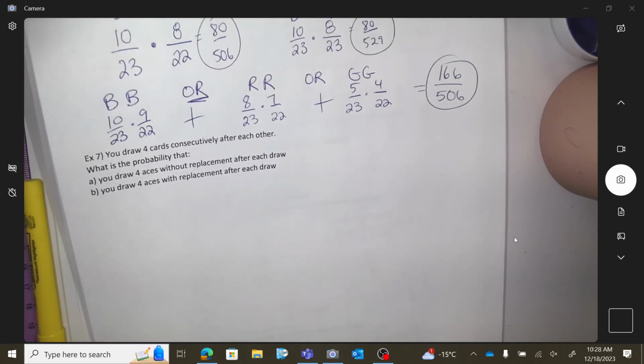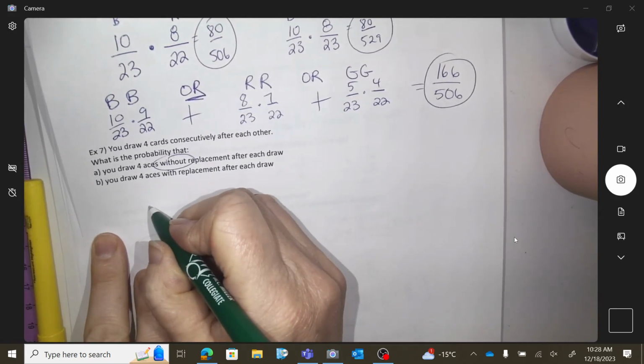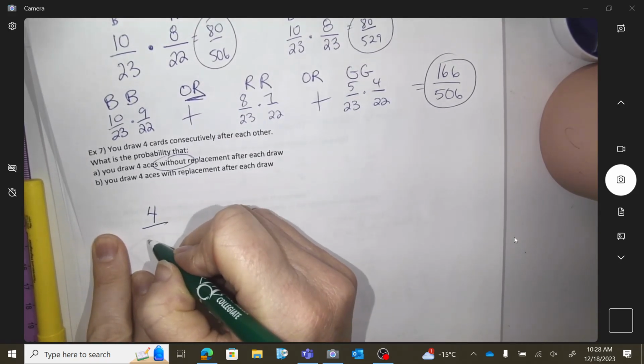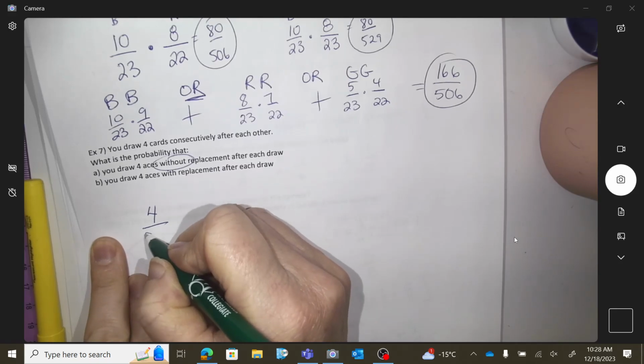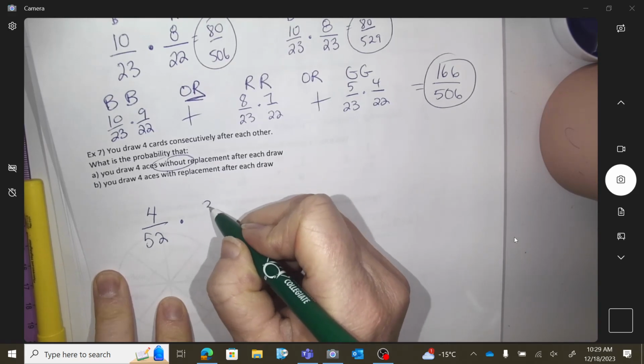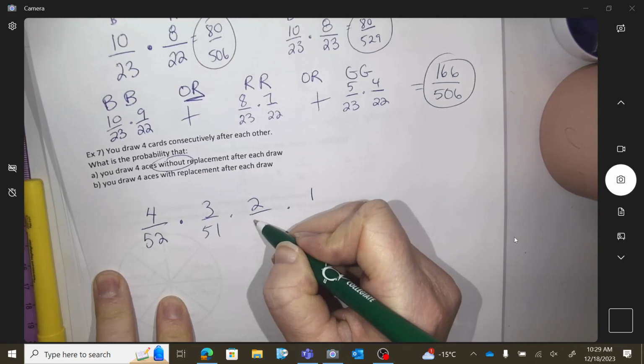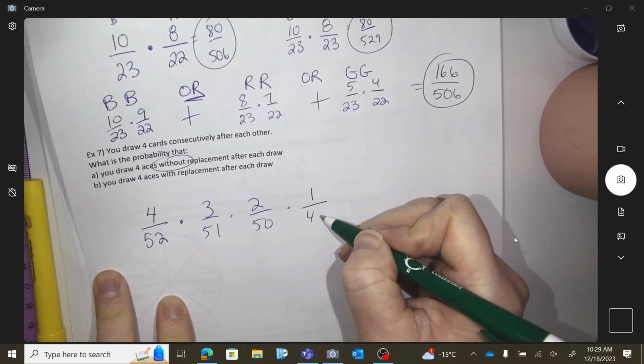Okay, last question. You're going to get 4 cards to pick in the deck. What's the probability that you're going to end up with 4 aces on your pick? Okay, think about that. That's going to be pretty low, right? Okay, so the first one says without replacement. Okay, so 4 out of, what's the card situation again? 52. So if you do not replace, then this goes down, down, down, down, down, down.